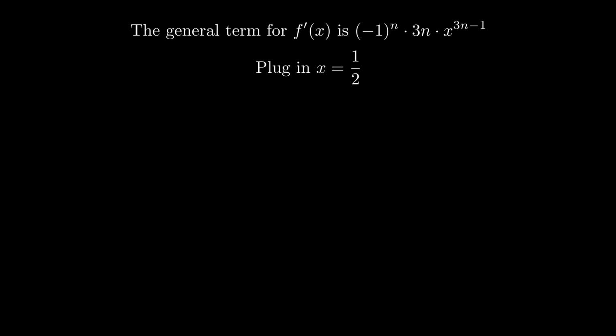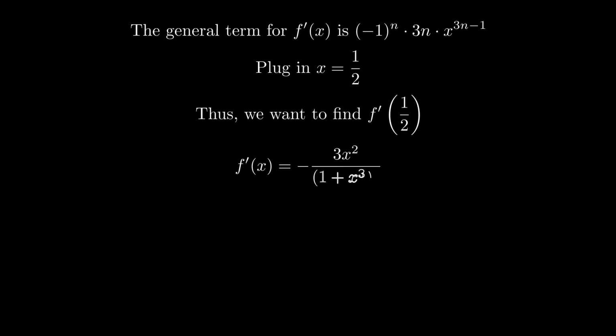The reason is that if we plug in 1 over 2, we get the desired series that we're given for part B. So plugging in x equals 1 over 2 gives us that the sum of that series is f prime of 1 over 2. To find that, we can differentiate f of x to get f prime of x is minus 3x squared divided by (1 plus x cubed) squared. And we plug in 1 over 2 to get that f prime of 1 over 2 is negative 16 over 27.